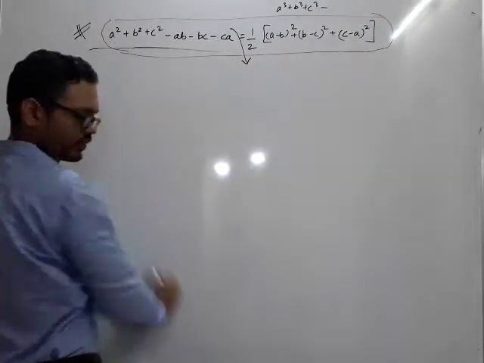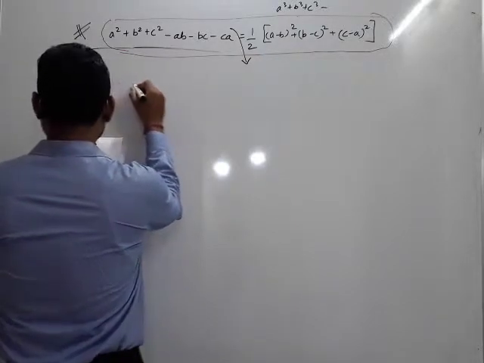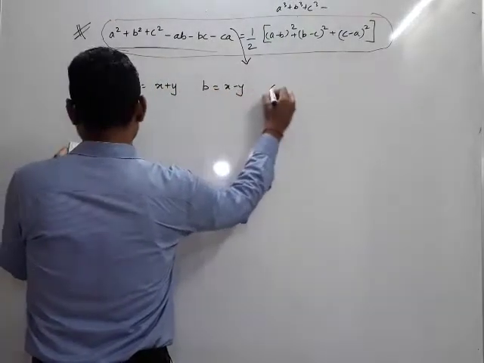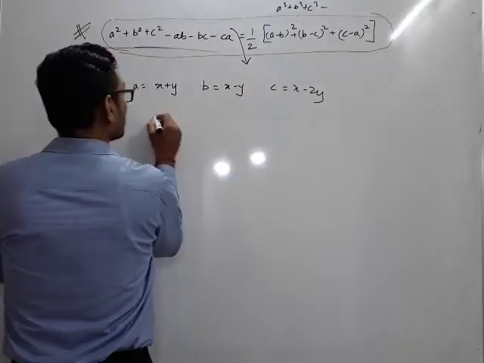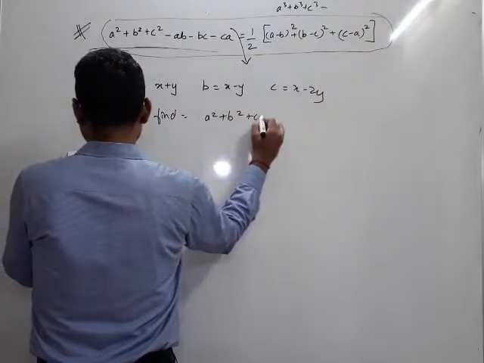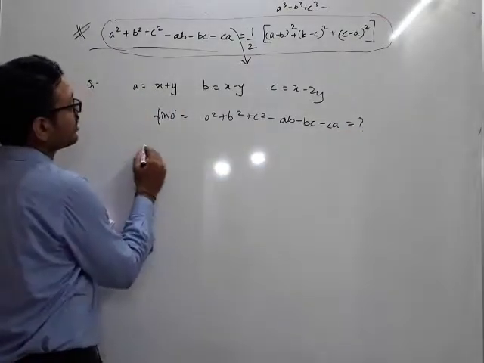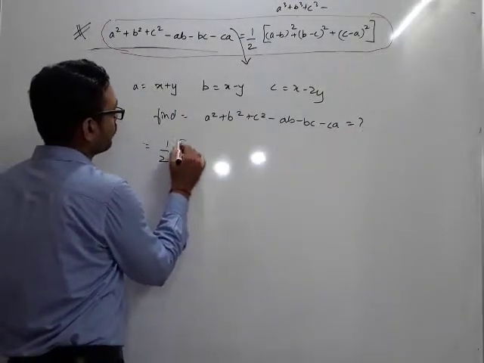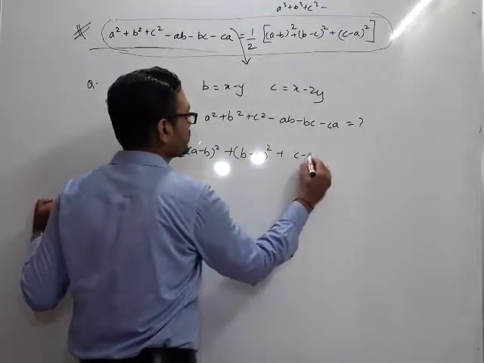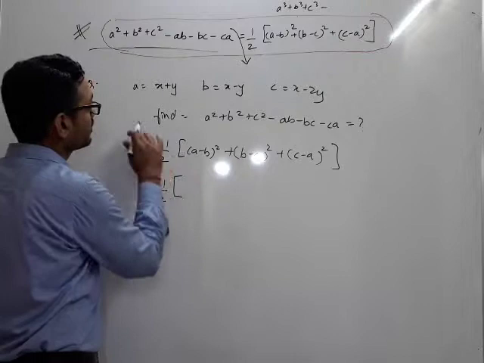These are some straightforward questions for which you do not have to apply your brains. You just have to remember and memorize the formulas. a is x plus y, b is x minus y, c is x minus 2y. Again, find a square plus b square plus c square minus ab minus bc minus ca. Again, it's half of (a minus b) the whole square plus (b minus c) the whole square plus (c minus a) the whole square.